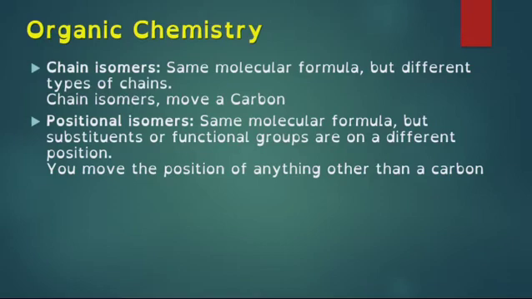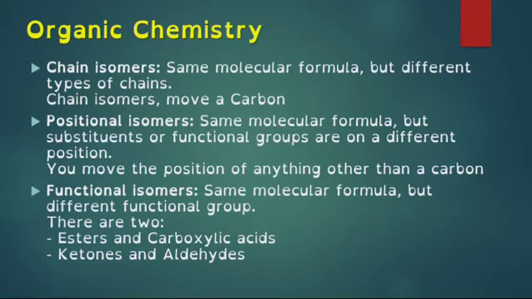And then our third type are the easy ones. It's functional isomers. Now this is very, very easy. A functional isomer has different functional groups. Now you need to be very careful. There are two sets of functional isomers. The first set is esters and carboxylic acids. Esters and carboxylic acids can comfortably have the same molecular formula, but different functional groups.